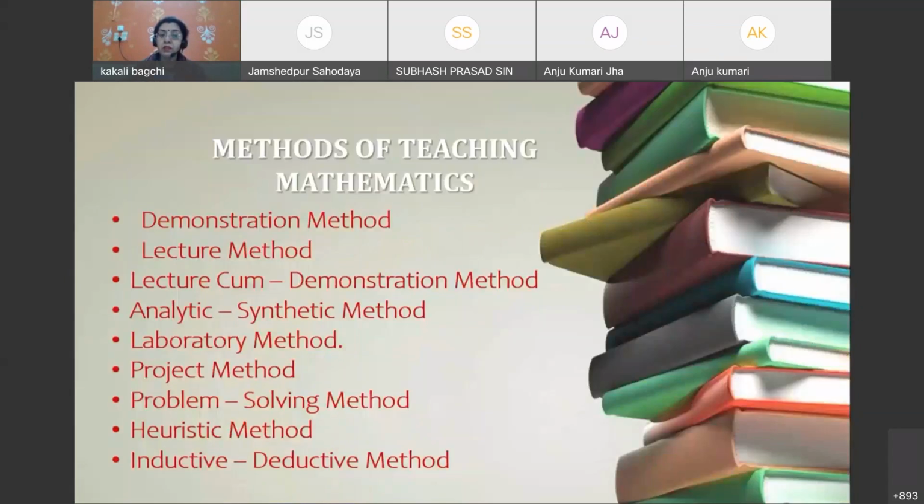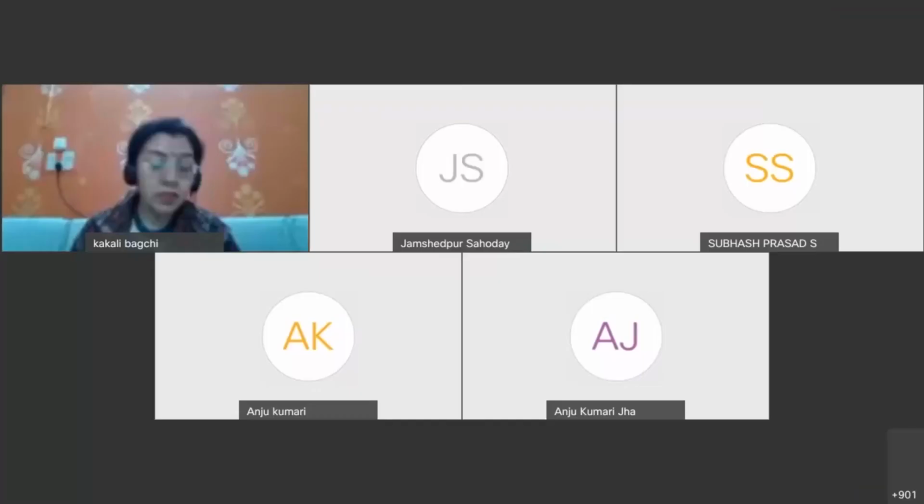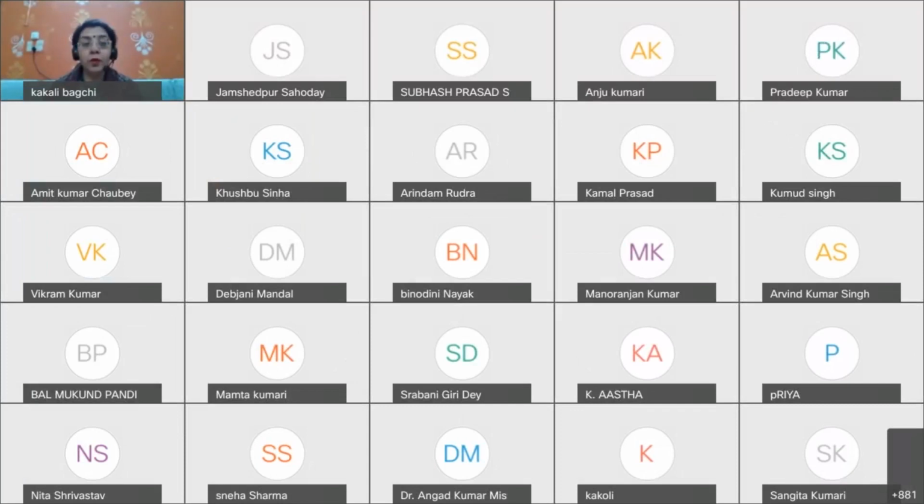Now, there are many methods of teaching mathematics. Demonstration method, lecture method, analytic synthetic method, project method, problem solving, heuristic, inductive, deductive, many methods are there. We teachers are teaching, so maybe in some cases we don't know by which method I am actually teaching. Or should I change the method? Is it applicable for this? So all the methods we are not going to discuss today, as our topic is project method. So we will emphasize more on project or laboratory method.